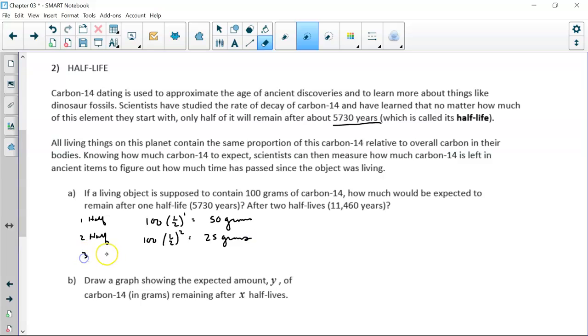If we did three half-lives, 100 times 1/2 to the third, we'd have about 12.5 grams. And you can see we're just dividing that by 2 each time. If we had four half-lives, 100 times 1/2 to the fourth, we'd be at 6.25.